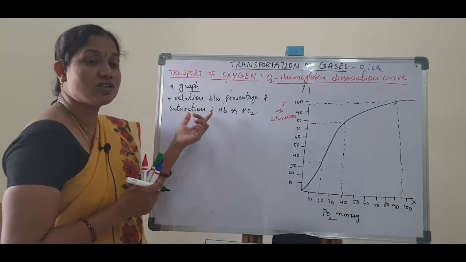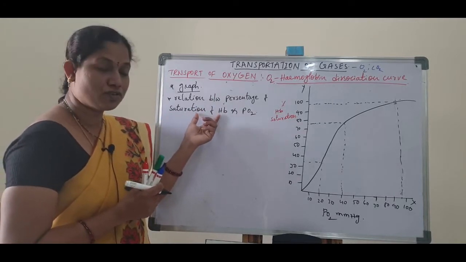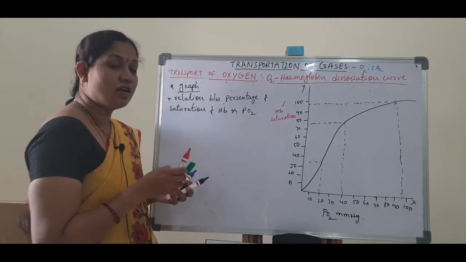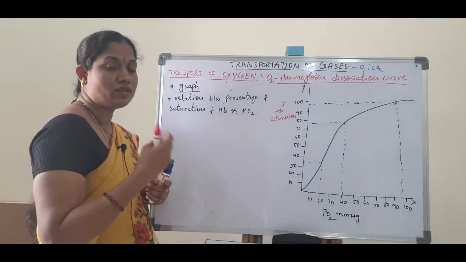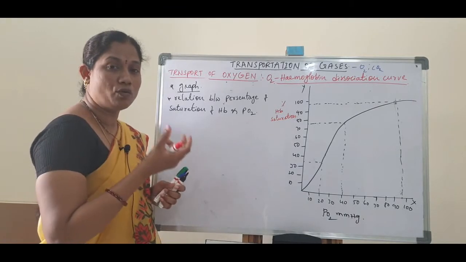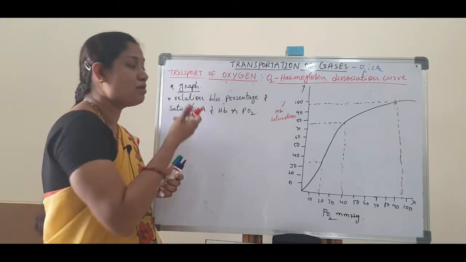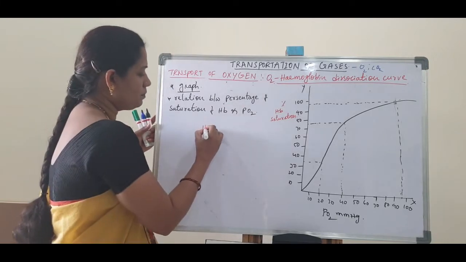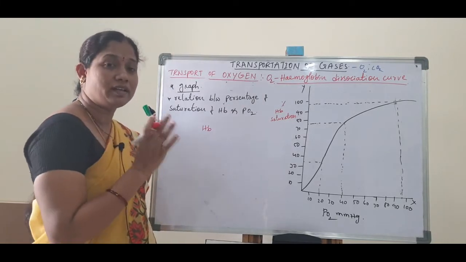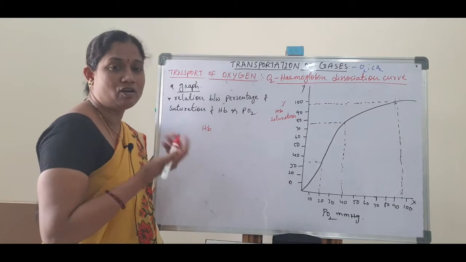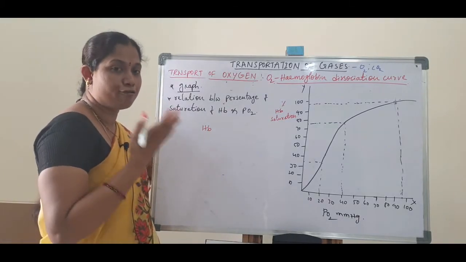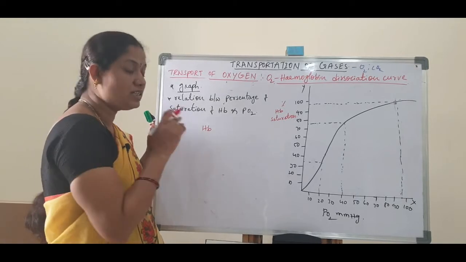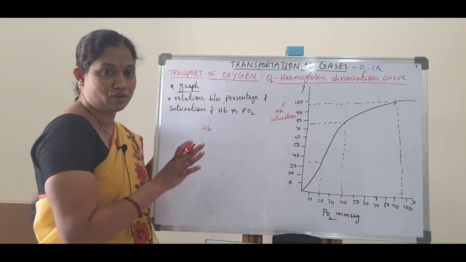So here this graph explains the relation between percentage of saturation of hemoglobin. Saturation means hemoglobin binds with oxygen, that is, how many oxygen molecules can bind with hemoglobin. That is called saturation. For example, hemoglobin can carry how many oxygen molecules? 4 oxygen molecules, which means it can bind with 4 oxygen molecules.